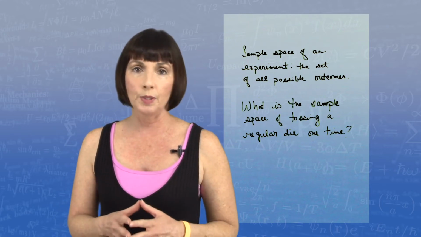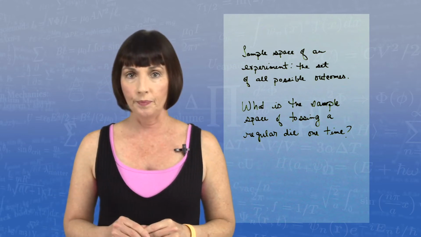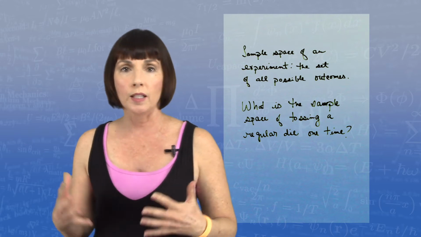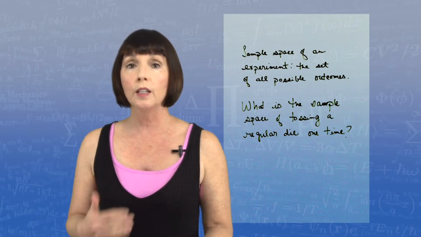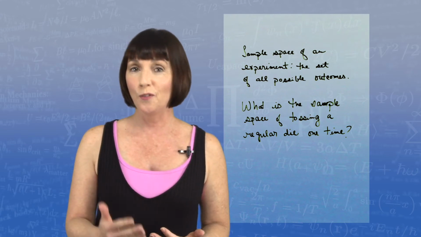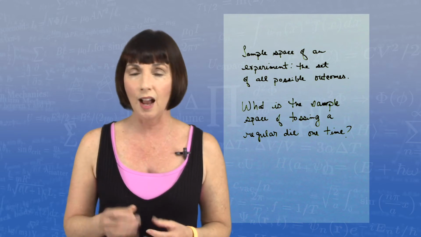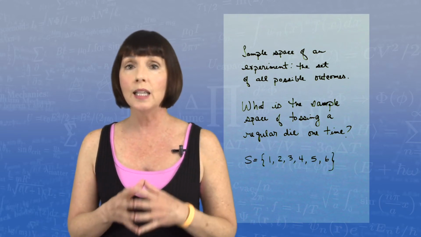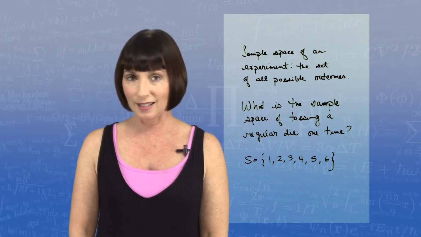What is the sample space of tossing one fair die 1 time? What are all the possible outcomes? If I toss one fair die, I'll either get a 1, a 2, a 3, a 4, a 5, or a 6, because those are all the faces of one die. So the sample space S is equal to the set 1, 2, 3, 4, 5, 6.